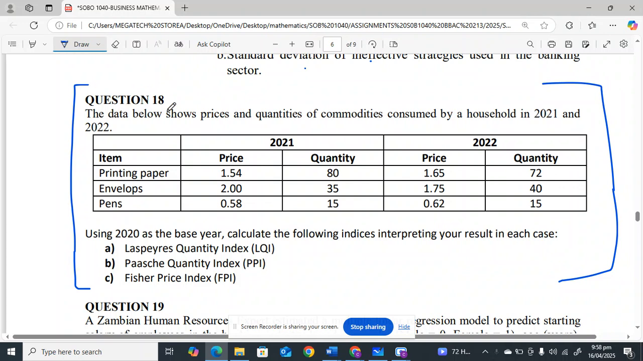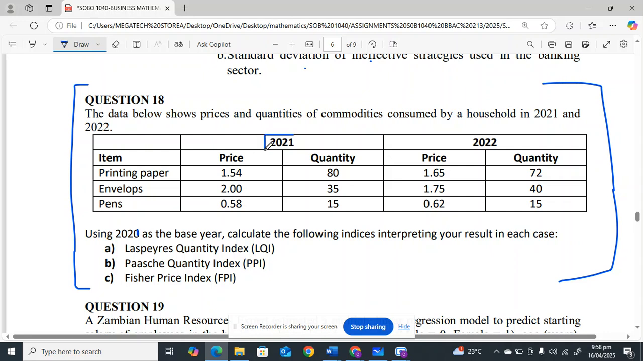Okay, the data below shows prices and quantities of commodities consumed by a household in 2021 and 2022. Using 2020 as the base year, I believe it should be 2021 as the base year. Calculate the following indices, interpreting your result in each case: Laspeyres quantity index, Paasche quantity index, and Fisher's price index. Okay. So first things first, locate your base year.